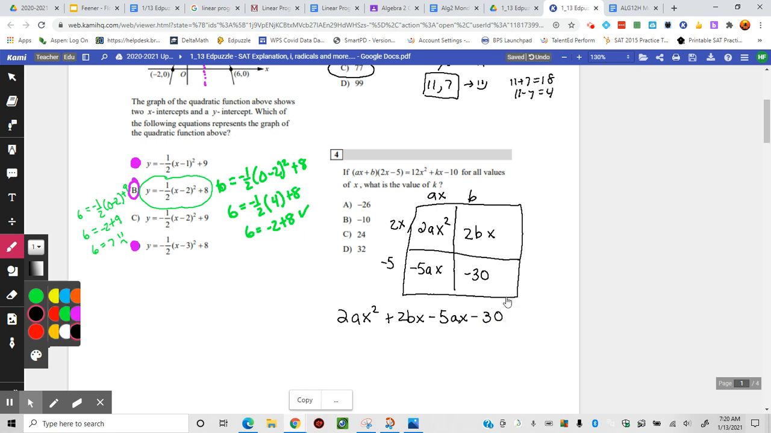Okay, but they told us that it wanted to equal this: 12x squared plus kx minus 10. Oh, let me go back. This is negative 5b. Looks better.